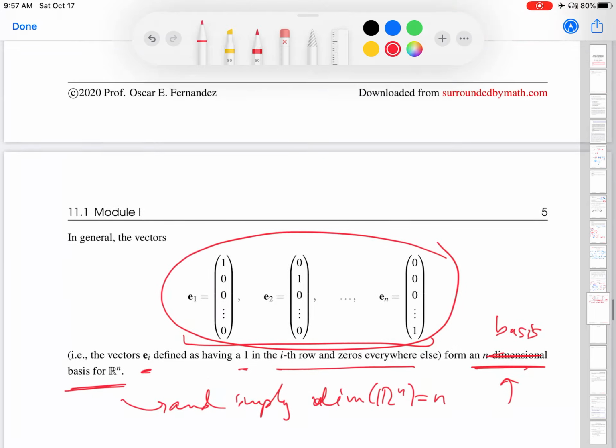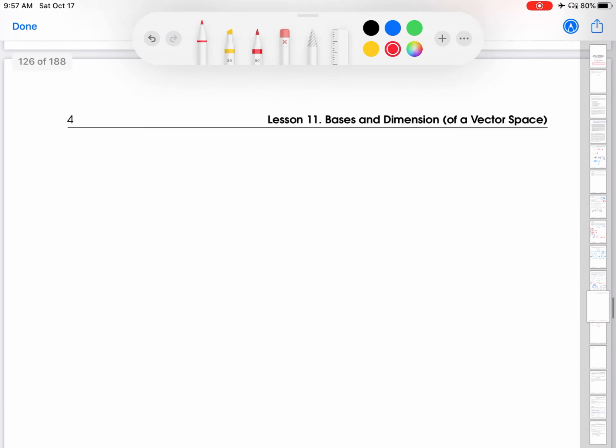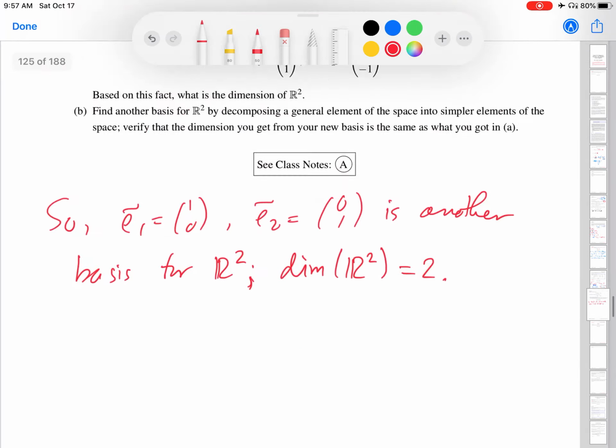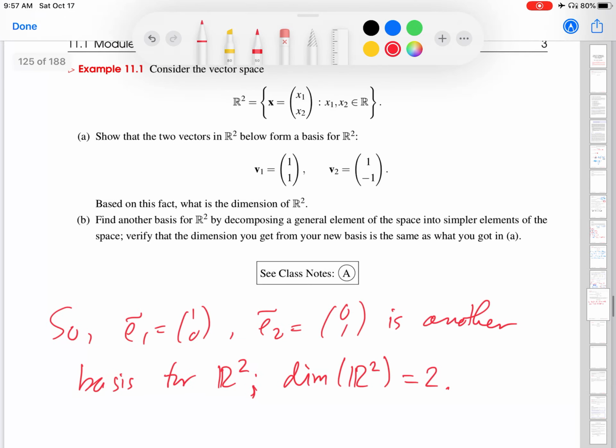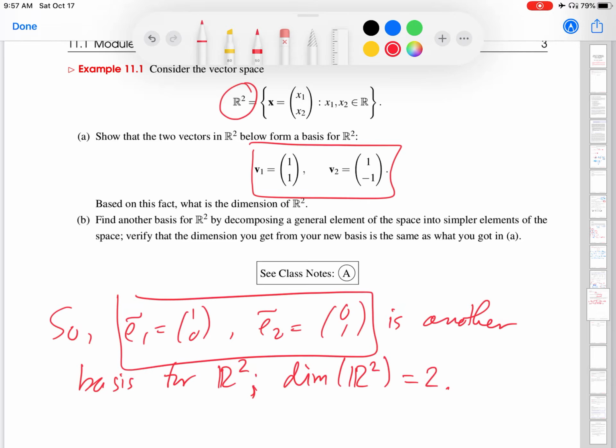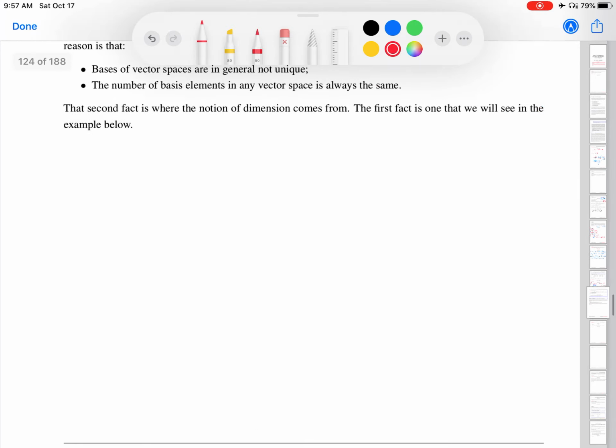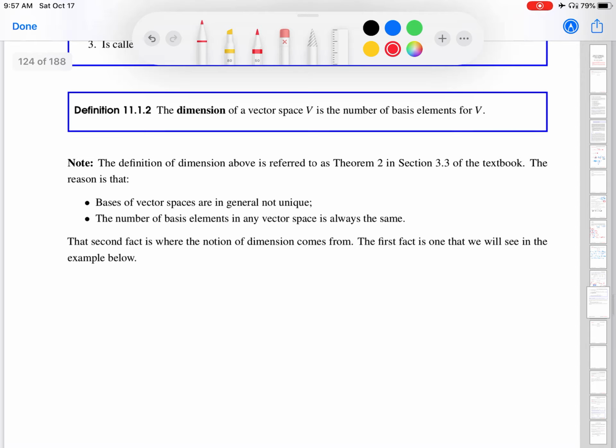And the last thing I'll mention, if I scroll up a little bit to what we just showed, is that when you step back from this example, you realize that we have seen that a vector space, in this case R2, has not only this basis, but also another basis. That's an illustration of this first fact: bases of vector spaces are in general not unique. All right, so that's the end of this video.